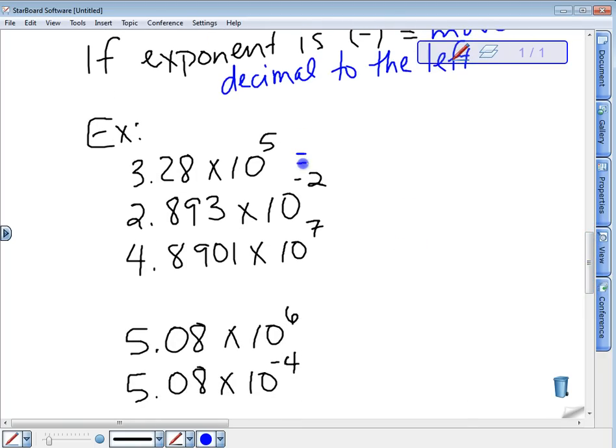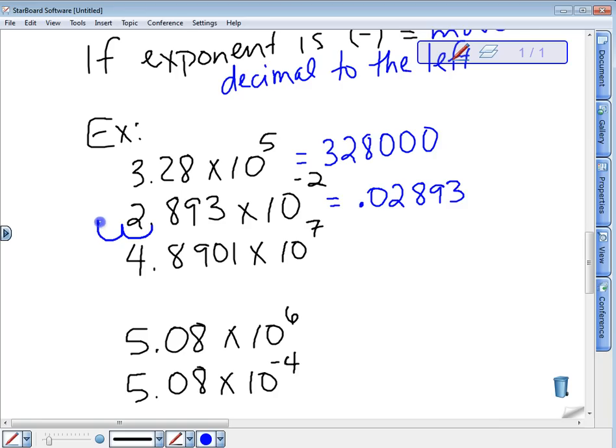Okay, so let's practice. Here I've got a positive exponent. That means my number should end up being greater than 1. I'm going to move my decimal 5 places to the right. So 1, 2, 3, 4, 5. Here my exponent is negative, so I'm going to move my decimal to the left 2 places. 1, 2, and then I'm going to continue on with the rest of my number. You see that I went 1, 2, so I needed to add a 0 right there.